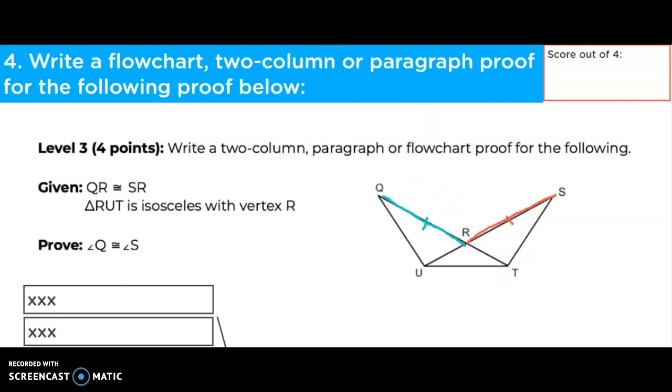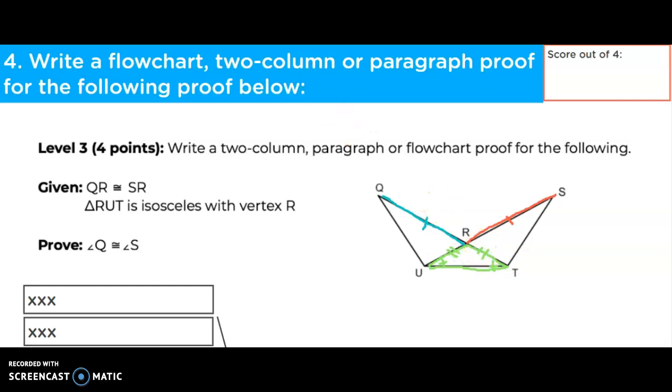I know that RUT is an isosceles, so I'll use green for that. So I know this as well. This here, RUT, is an isosceles triangle with vertex R. That just means that R is the top of our isosceles. So that tells us that we got some base angles here and here. And we also know we have some congruent sides based off isosceles.